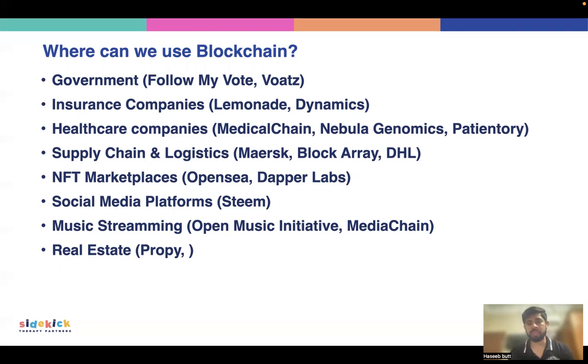So some insurance companies like Lemonade, Dynamics, they are using smart contracts using blockchain, and they are actually into this field. So healthcare companies: MedicalChain, Nebula Genomics, Patientory, these are the companies in the healthcare department. There are others as well, and I have just mentioned two or three here. There are a lot of them who are actually shifting to the blockchain, because I will explain about the health companies later.